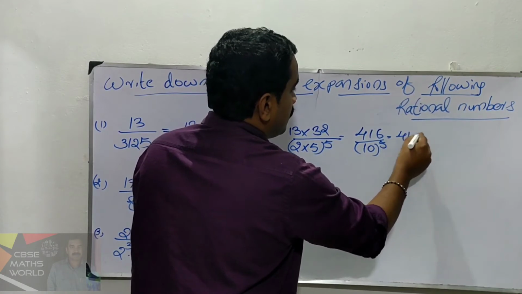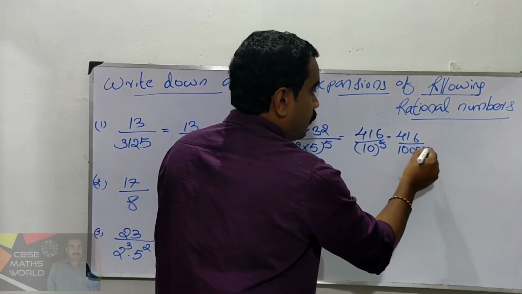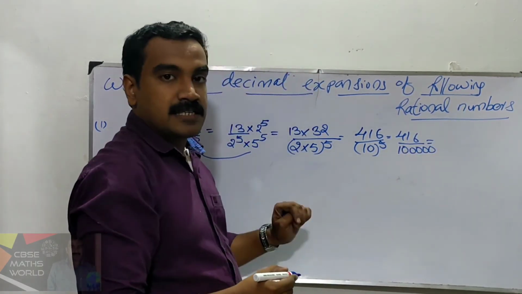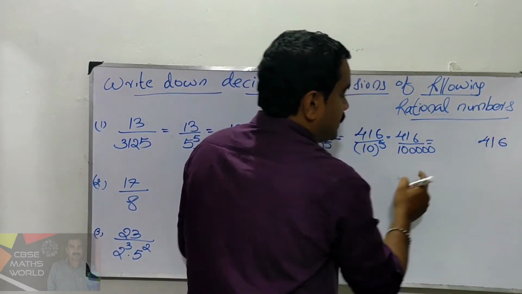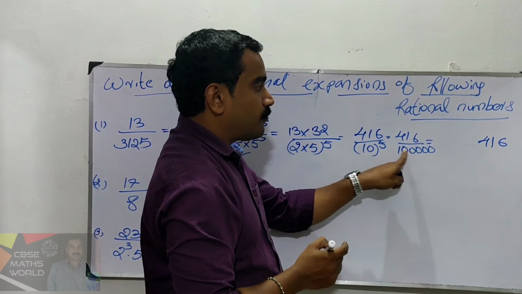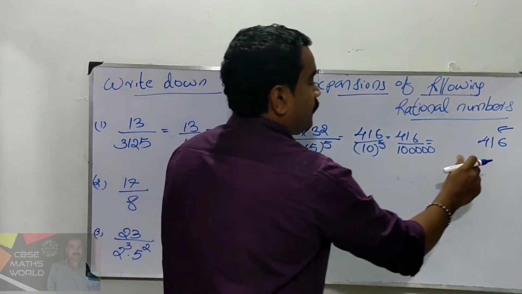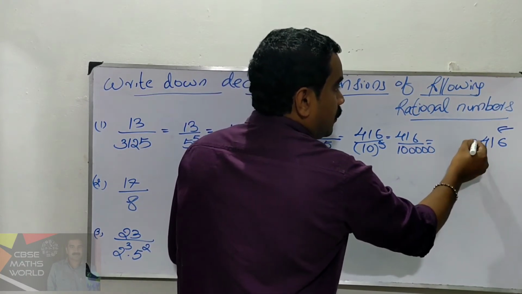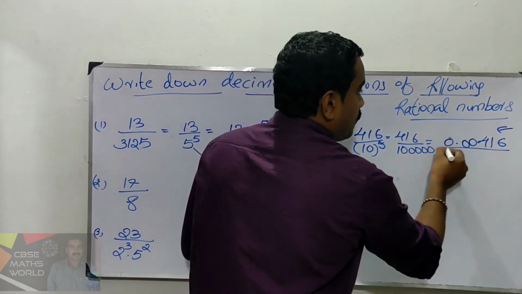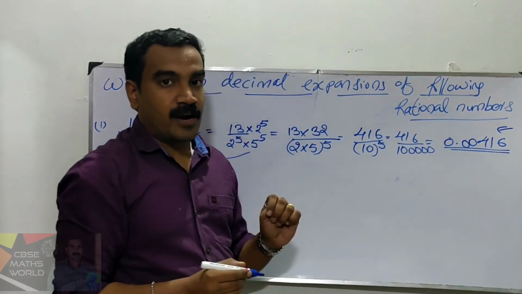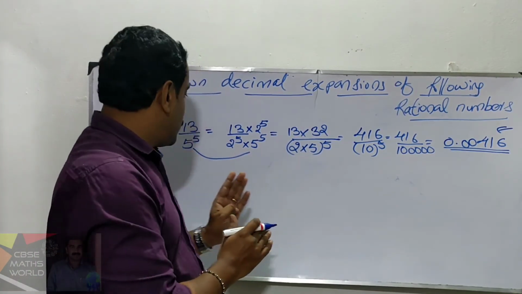10 raised to 5 means 1 and how many 0s? 5 zeros. 1, 2, 3, 4, 5. So what is the answer? 416 by 1 and 5 zeros. First write this 416. Then check how many 0s: 1, 2, 3, 4, 5 zeros. From here, after the fifth number, put a dot in front. 1, 2, 3, 4, 5. Then put a dot here. So the answer is 0.00416.